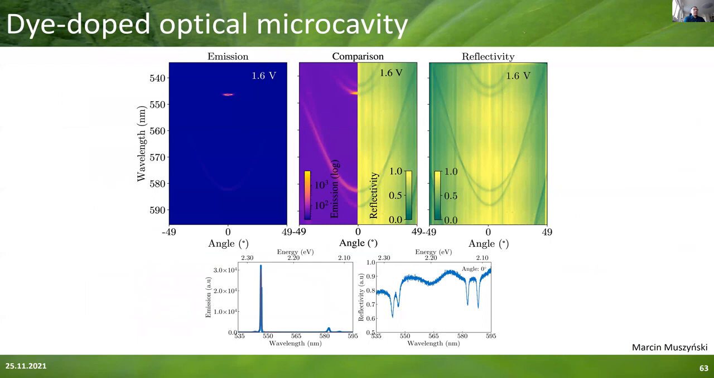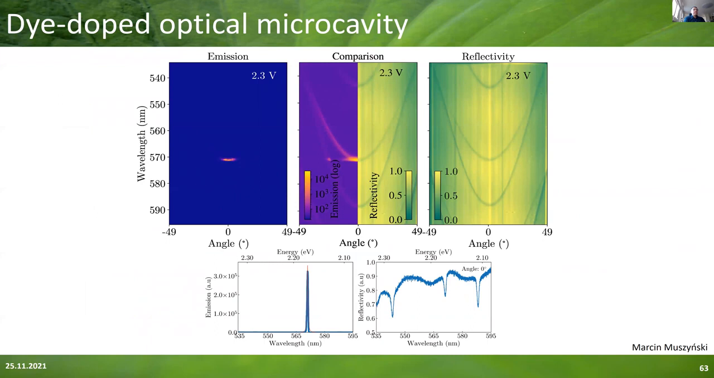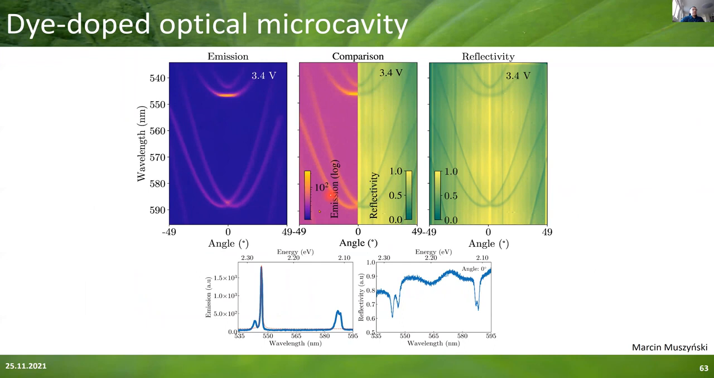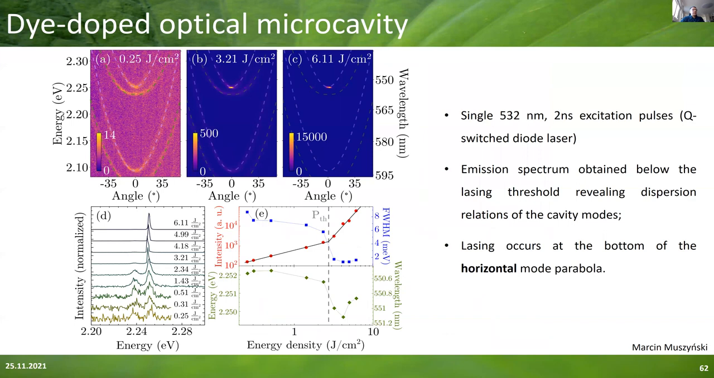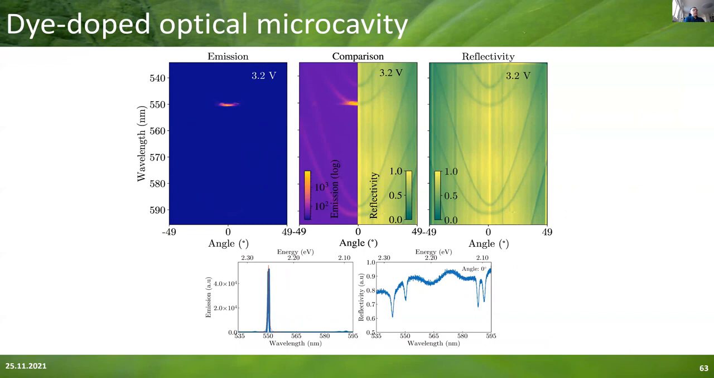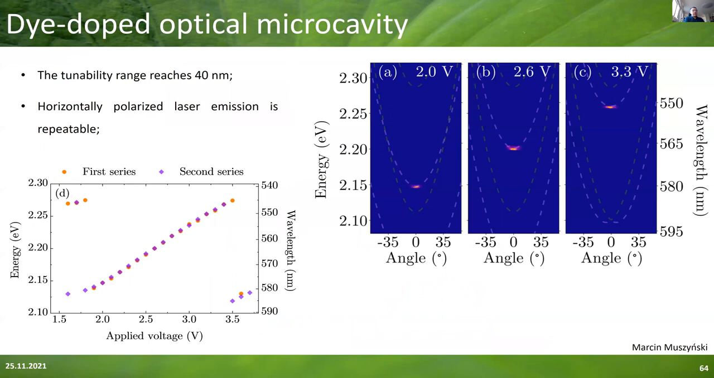The horizontal mode we can tune easily with voltage. So here this was the emission and the comparison in logarithmic scale with the reflectivity. Maybe I can play it again. You observe that indeed the lasing occurs in the horizontal mode, and it follows the rotation of the molecules. We have a tunability range of about 40 nanometers, and this experiment can be repeated many times. But it is a pulsed experiment, yes.